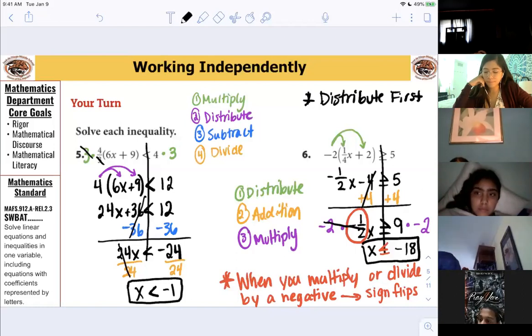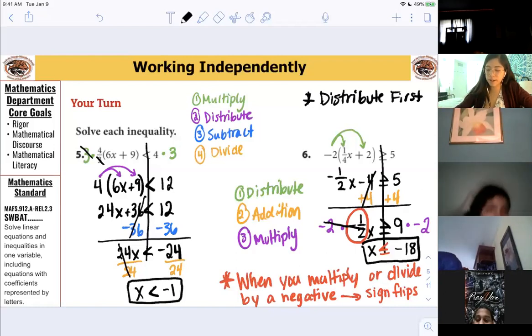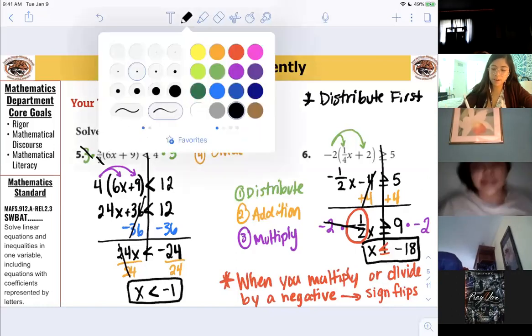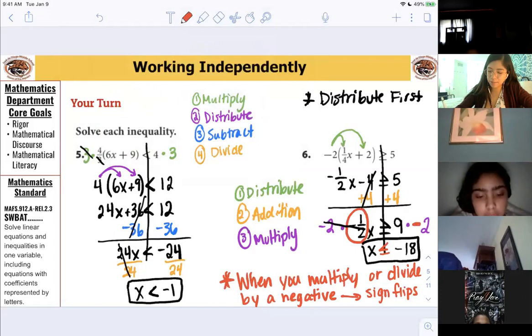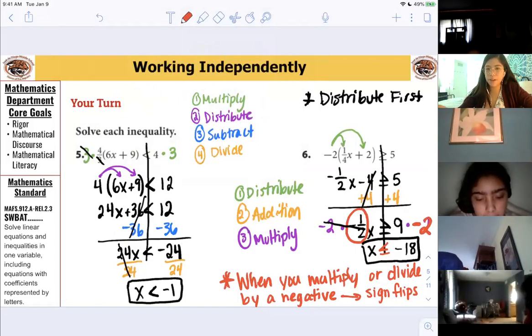Wait, say that again, Miss. When you multiply or divide by a negative, so in this case, I multiplied by what? Negative 2. Since I multiplied by a negative number, my sign flipped. It went from being greater than, it flipped over, now it's less than. We're going to do a couple more examples like this. Do I have any questions?